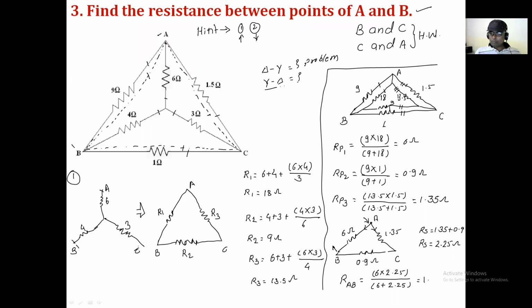1.63 ohm. This is the resistance between the point A and B. If you have that doubt, you can ask that doubt. If not, then you can note it down.